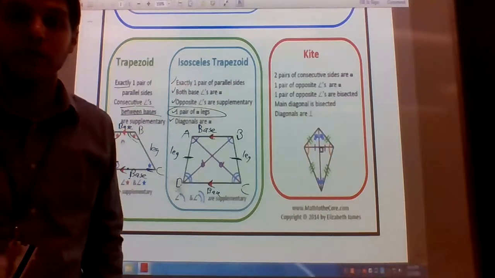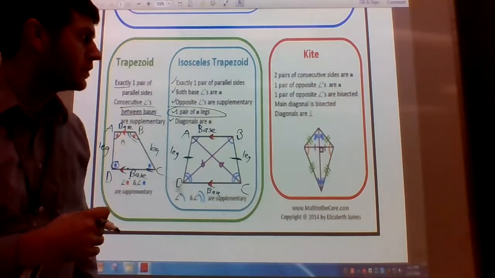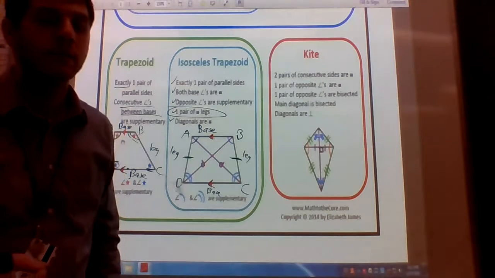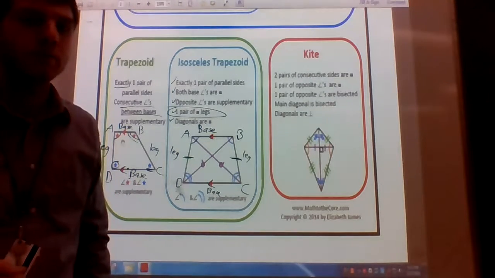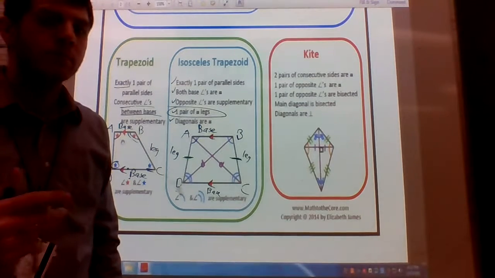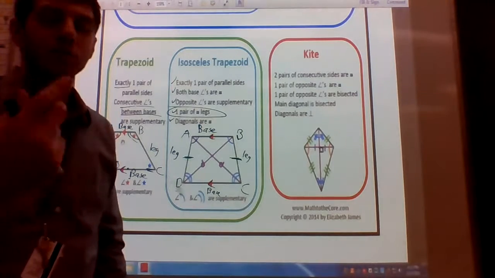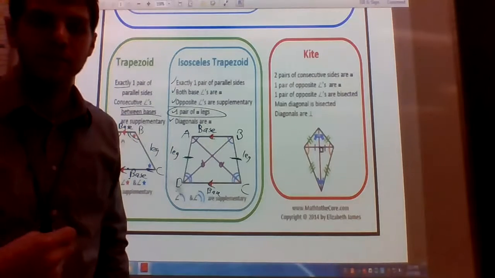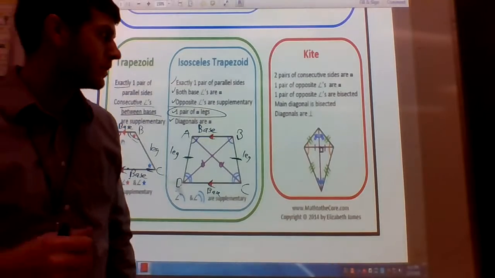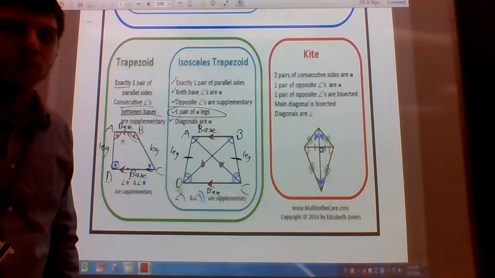And there's obviously lots of other cases where no opposite sides are parallel, but the one we're going to focus on is a kite. So a kite, again, is defined as having two sets of consecutive sides that are congruent, that aren't congruent to each other. Two pairs of consecutive sides are congruent, right there.